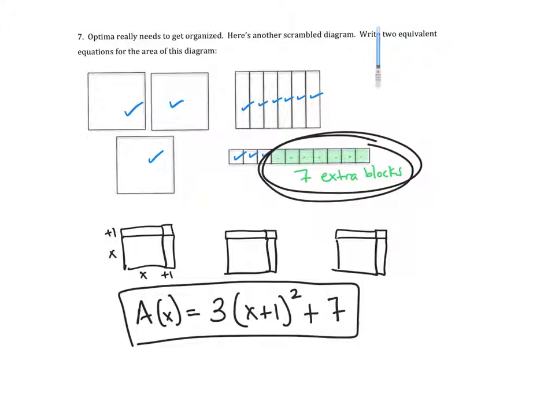Oh, they don't give us that. We're supposed to write 2 equivalent equations. Well, y'all, the other one's going to be easy, because we can just look at our areas and add them together.